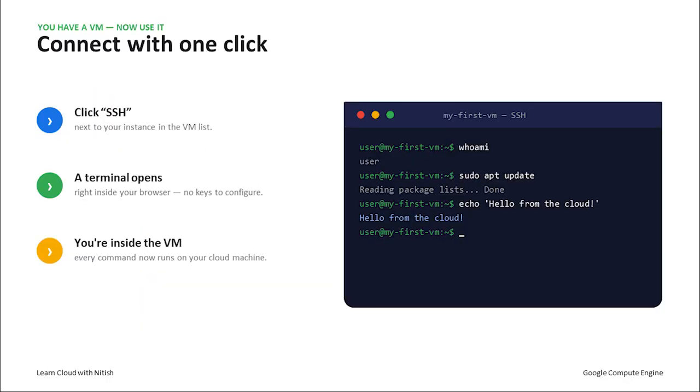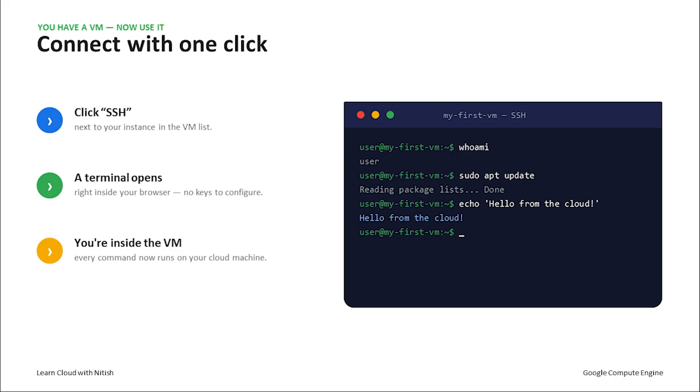This is my favorite part because Google makes it ridiculously easy. In your list of VM instances, look at the right of My First VM and click the SSH button. A terminal window opens right inside your browser. No keys to generate, no configuration, nothing to install. And just like that, you are inside your virtual machine. Every command you type now runs on that cloud server, not on your own computer.